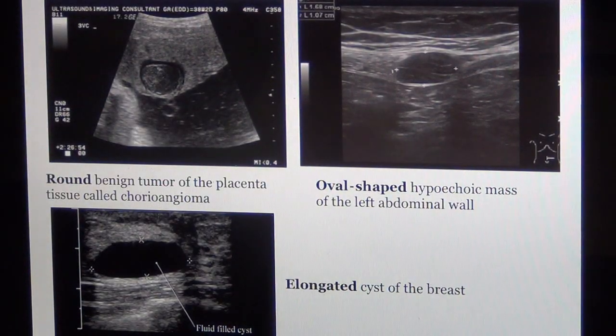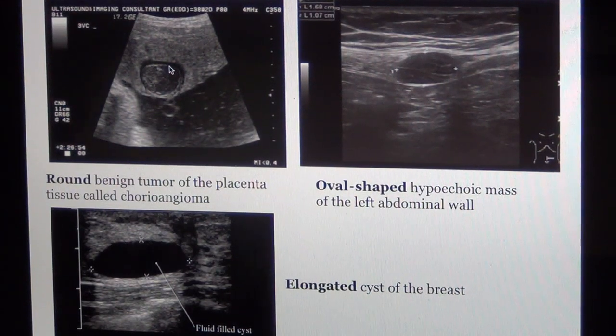So now shape. I need to describe what it looks like, what the shape is. So now this is pretty much a round shape. Here this is a tumor of the placenta called choriocarcinoma. At this time, we can also see a choriocarcinoma, placental tissue. And now here you can see this is an oval-shaped hypoechoic mass of the left abdominal wall. So now in the abdominal wall, there's an oval shape. Okay, this is an oval shape. This is a circular shape.